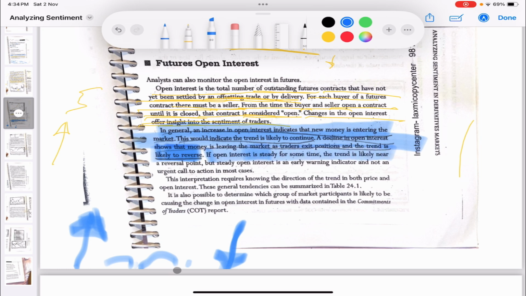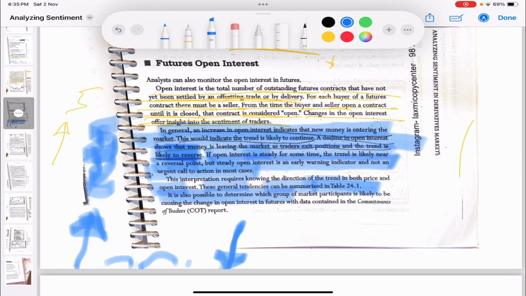If open interest is steady for some time, the trend is likely near a reversal point. But steady open interest is an early warning sign. It is not certain that the trend is going to change, it's just an early warning, a caution or an alert signal. This interpretation requires knowing the direction of the trend in both price and open interest. These general tendencies can be summarized in a table.